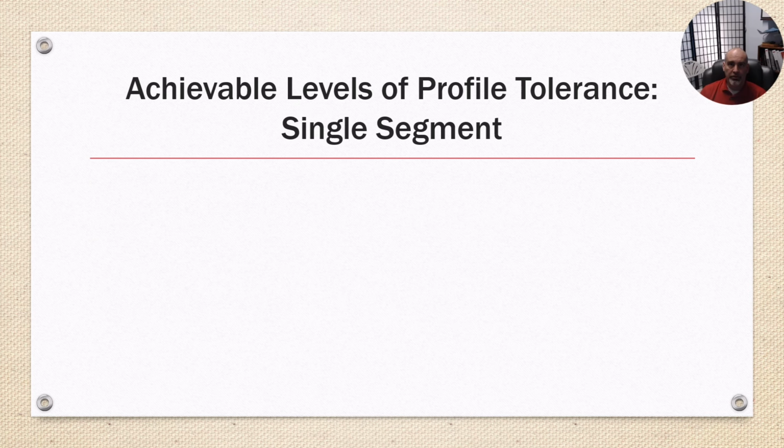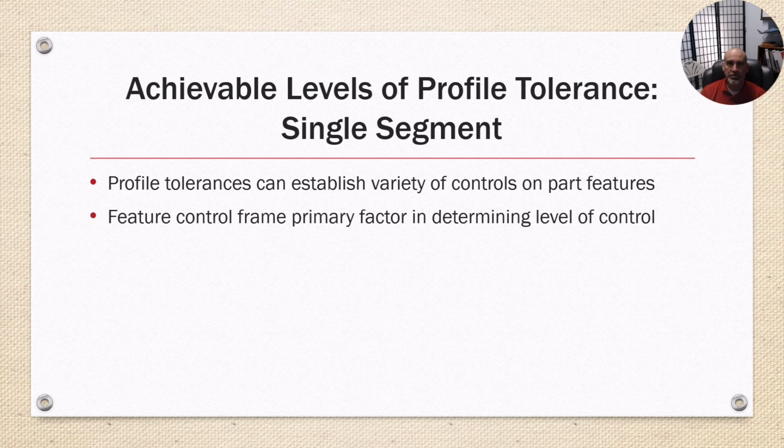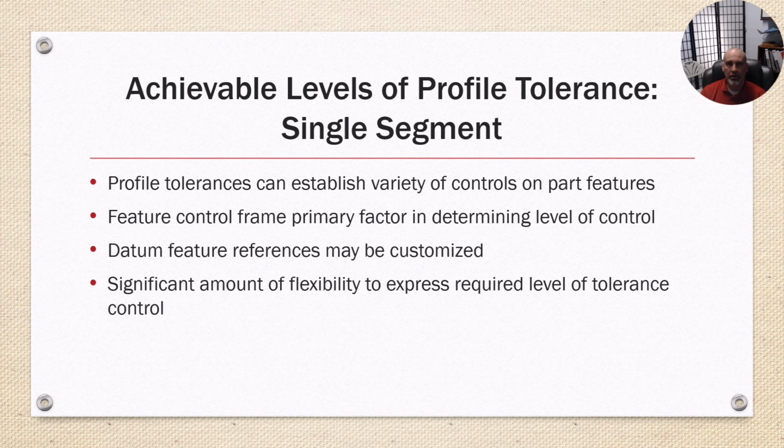Achievable levels of profile tolerance, single segment. Profile tolerances can establish a variety of controls on part features. The feature control frame is the primary factor in determining the level of control, and datum feature references may be customized. There is a significant amount of flexibility to express the required level of tolerance control, and take care not to overspecify.